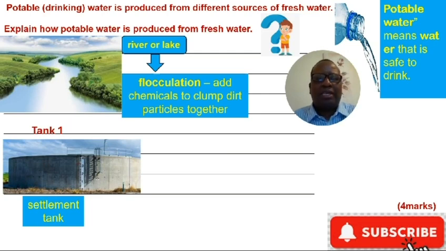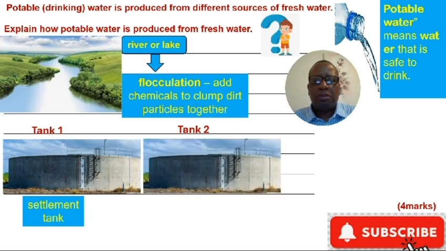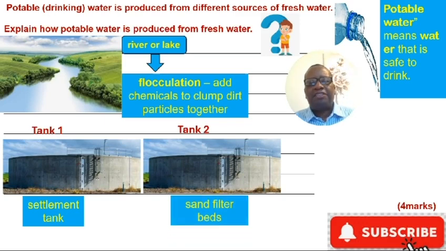From tank 1, the water is pumped to tank 2. That's tank 2 there. Now, what we're going to do is fill tank 2 with sand. That's the filter that we are going to use. As the water percolates through the sand, all the lighter particles like leaves are trapped in there. So this is sand filter beds.